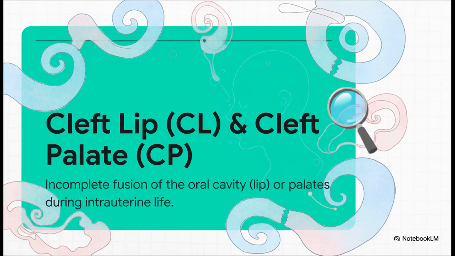First up is cleft lip and cleft palate. The key phrase here is incomplete fusion. Just picture it. During development in the womb, the different parts of the face and mouth are supposed to grow toward the middle and fuse together perfectly. When that process gets interrupted for whatever reason, you get these openings. It can be just the lip, just the palate, or both.